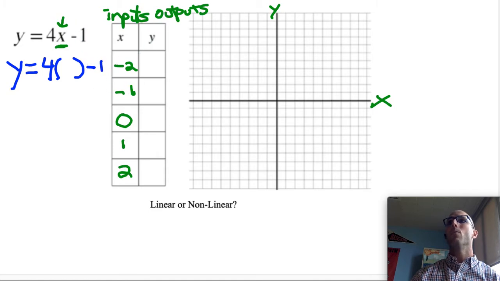The reason I do that is because it often works out nice with a calculator, especially with complicated functions. But this one's fairly straightforward. So I'm taking -2, and -2 is my input. And so to find the y value or the output that goes along with it, I solve this. I figure out what this expression over here is. So 4 times -2 is -8, and then minus 1 would be -9. So when my input is -2, my output is -9.